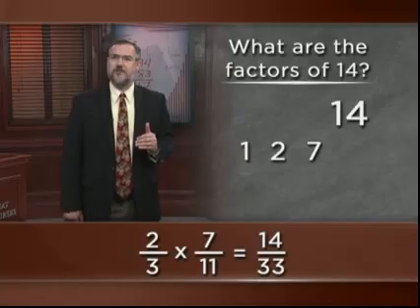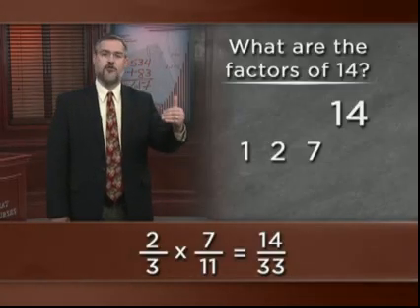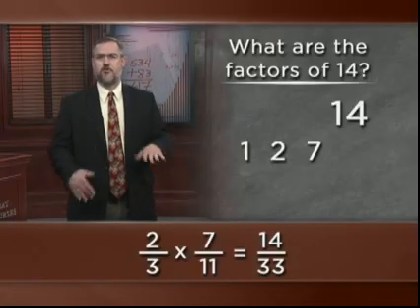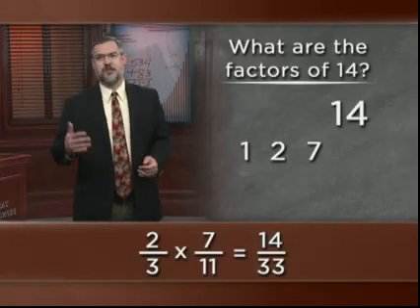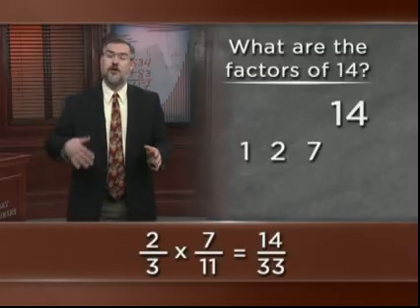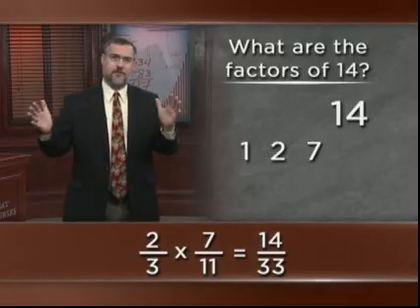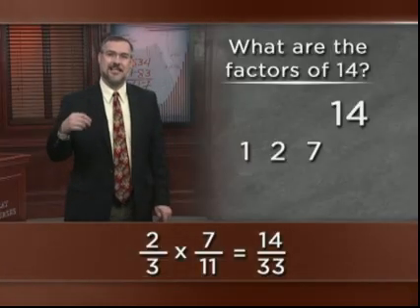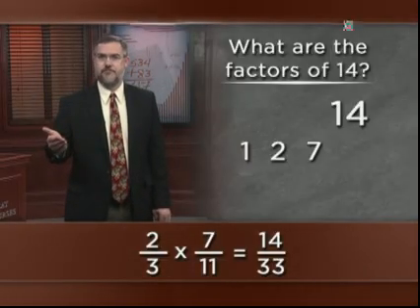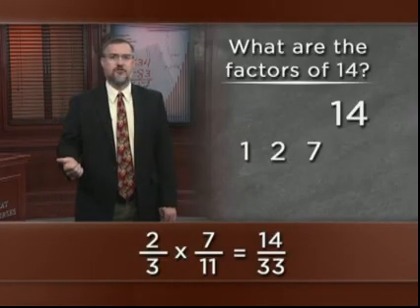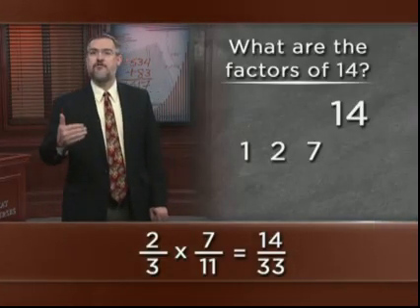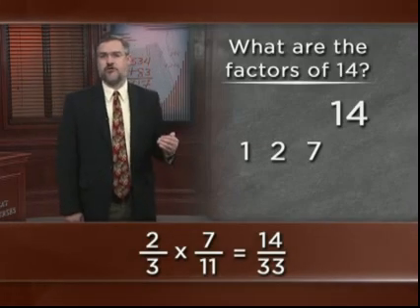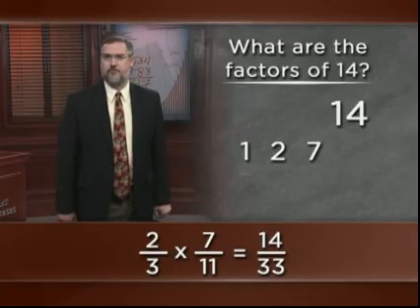Well, what about the 7? Does 7 divide 33 evenly? And again, the answer is no. And that's because 7 times 4 is 28, which is too small, and 7 times 5 is 35, which is too big. 28 and 35, neither of which are 33. And so we know that 7 does not evenly divide 33. That means that there are no factors of 14 which are also factors of 33. And that means that 14 over 33 really is in reduced form.